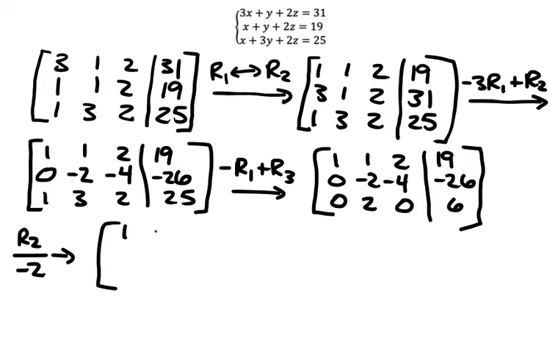So my top row doesn't change. In the second row, I'm going to have 0, 1. -4 divided by -2 is 2. And -26 divided by -2 is 13. My third row does not change.